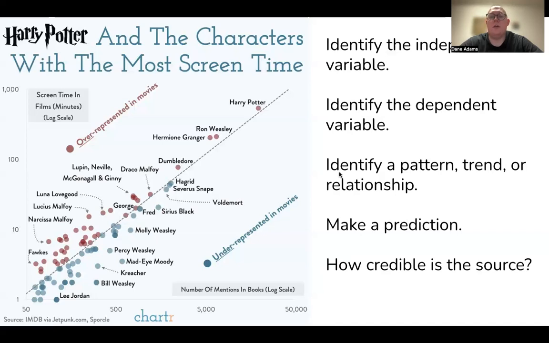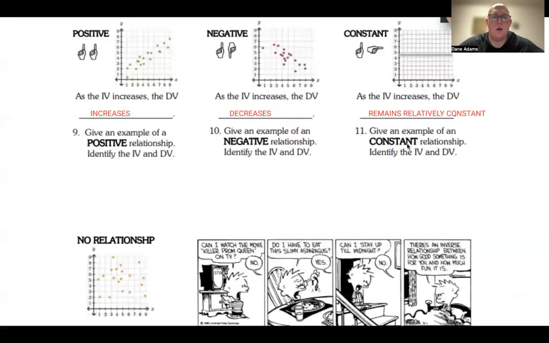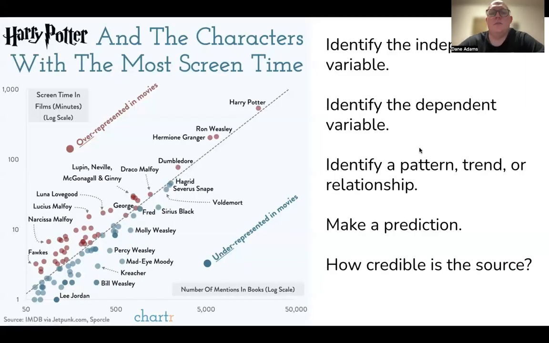Now, with your partner, what I'd like you to do is identify a pattern, a trend, or a relationship. Remember, the examples we have to work with are positive, negative, constant, or no relationship. Those are the four options you have. So take a look at this and see if you can identify some kind of pattern or relationship. When I look at this, it seems to be very clearly positive. The more times a character is mentioned in the book, it seems that they tend to have more screen time in the movies. So it's a positive relationship.